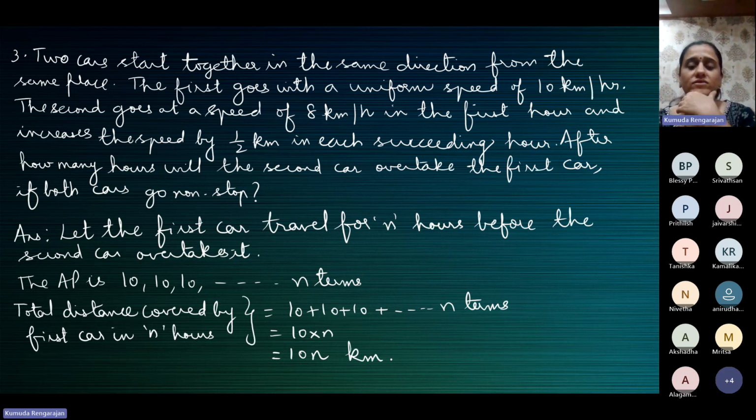So the first car travels for n hours before it's overtaken by the second car. So every hour, 10 kilometers. First hour 10 kilometers, second hour 10 kilometers, third hour 10 kilometers, and so on till n hours or n terms. So the total distance covered will be 10 plus 10 plus 10 to n terms. Repeated addition is multiplication. So 10 into n, 10n kilometers. So the first car covers 10n kilometers in n hours.